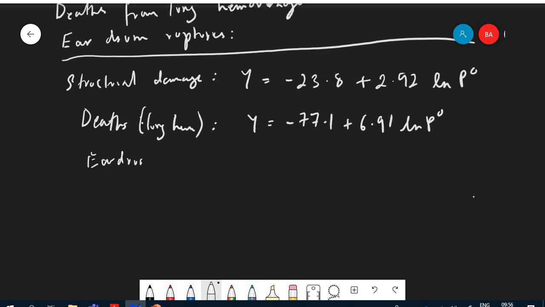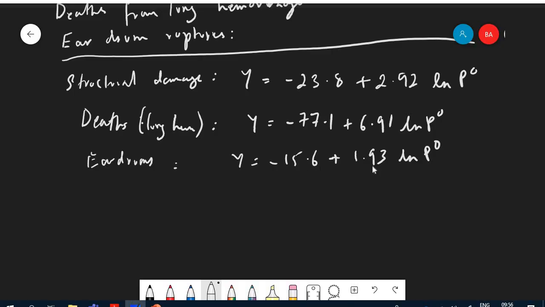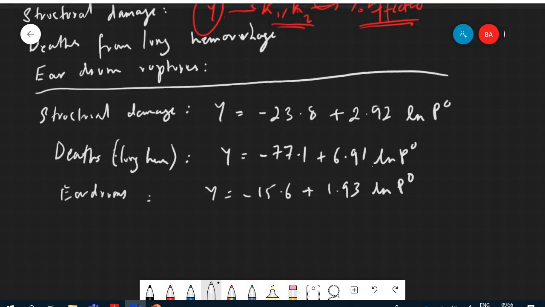Okay, and eardrum ruptures, we are going to get Y equal to minus 15.6 plus 1.93 ln P naught. And if you look at that, just in a moment, eardrums, where is eardrum? Okay, eardrum ruptures, that's from explosions. It depends on P naught, which is the pressure, the causative variable. And the K1 and K2 are minus 15.6 and 1.93. Great.